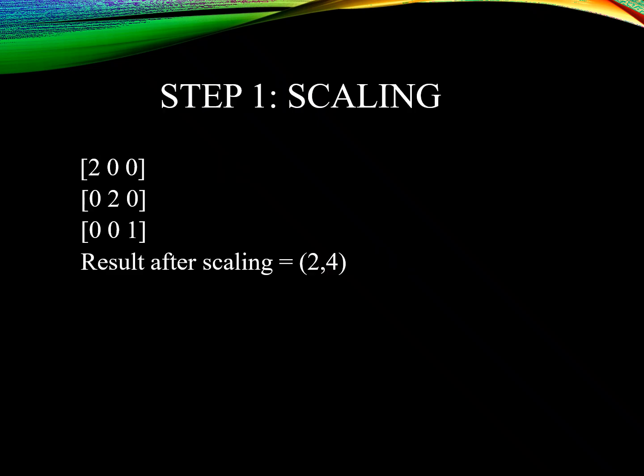In the first step, we apply the scaling matrix. Since the scaling factor is 2 in both directions, every coordinate becomes twice its original value. The point (1, 2) therefore becomes (2, 4). Only the size changes during scaling. The object's position relative to the origin remains the same.